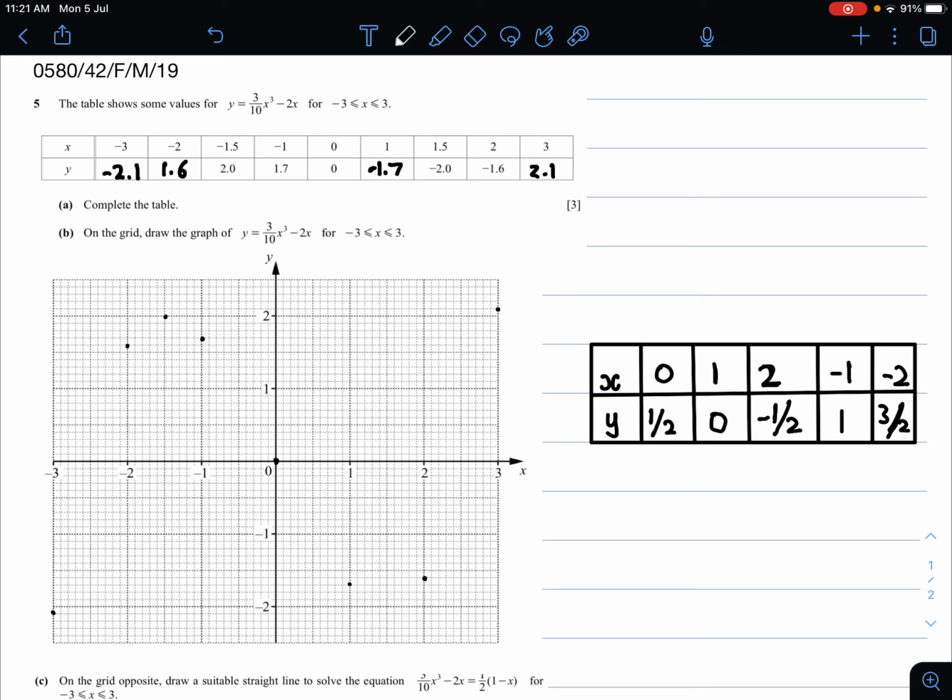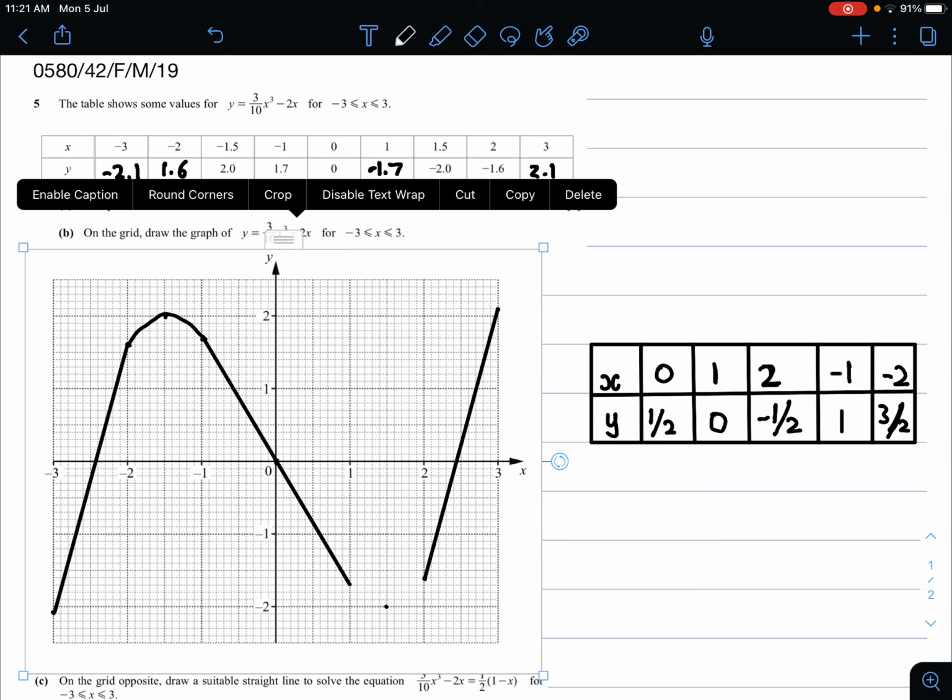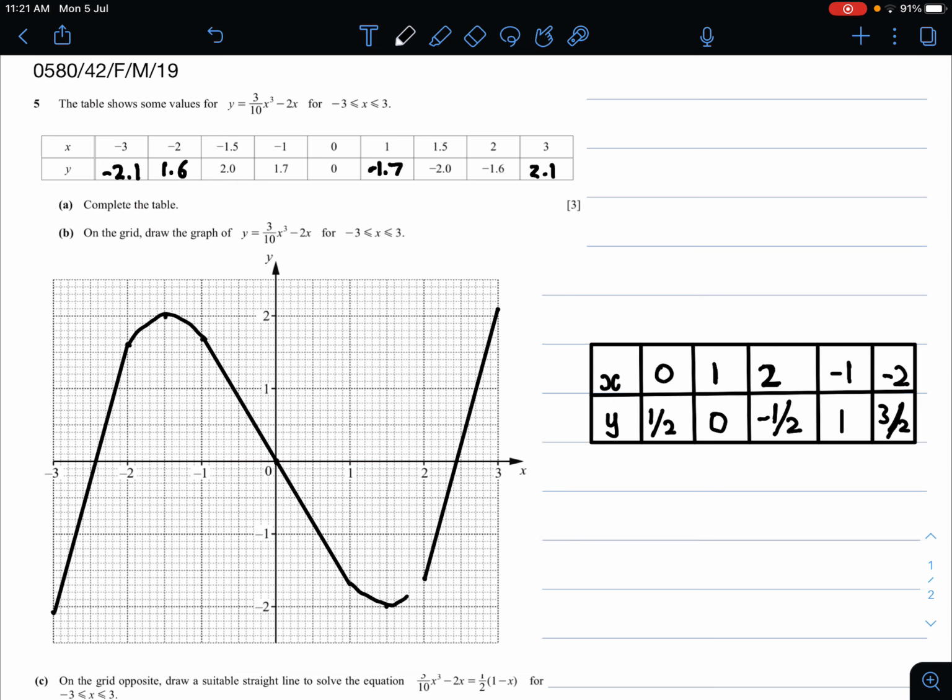So now all you need to do is join the dots so that you can make the graph, and make sure to use a ruler so that you get an accurate drawing of the graph, like this.